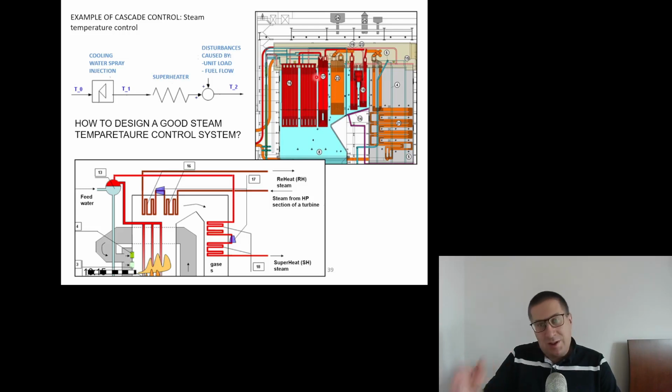But let's focus on this temperature. We would like to have 540 centigrades at the outlet of the superheater here. So before the turbine, we would like to have 540 centigrades. The higher the better, the better efficiency of the process. But if it's too high, we can destroy those pipes, right?